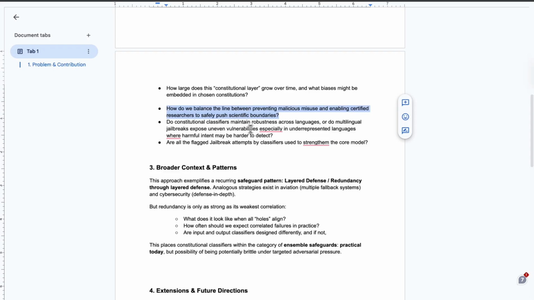Now, does this maintain robustness across languages? So yeah, how does this play across multiple languages? A good question. Since the constitution is written in English, how do we make it more global? Are all the flagged jailbreak attempts by classifiers used to strengthen the core model? So yeah, how do the things that are being flagged get passed back to the model itself to strengthen it? Because at the end of the day, the core is the model. One of the best defenses will be having the core model equally as strong as whatever defense system we design around it.